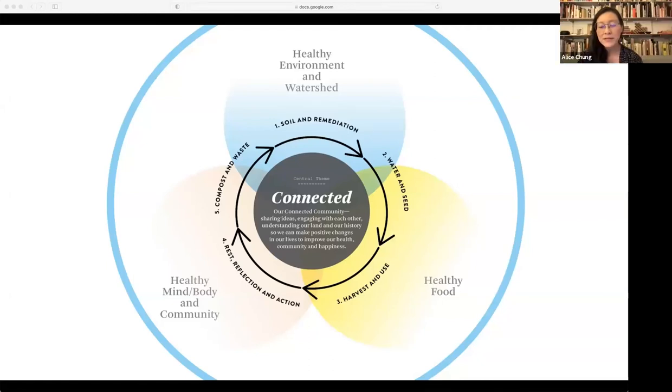The central theme of the interpretive program is based on the intersection of three distinct themes: the healthy environment and watershed, and how the history of the site and the process of remediation and water conservation leads to an environment where seeds can be planted and food harvested as a community, inspiring a healthy relationship between the mind, the body, and the community, where the spaces on site are designed to be both active and contemplative.